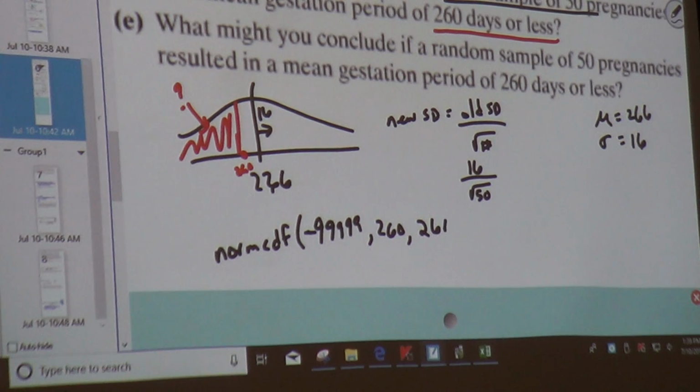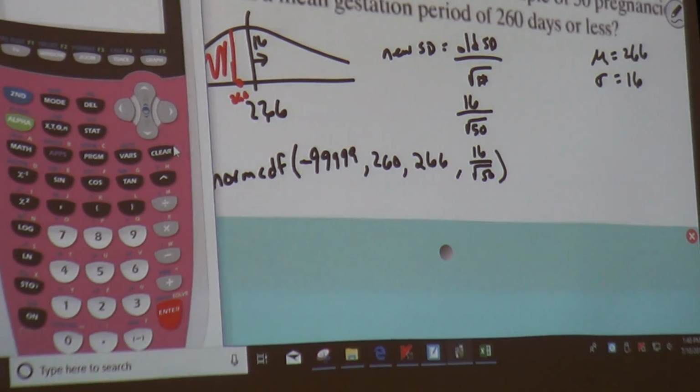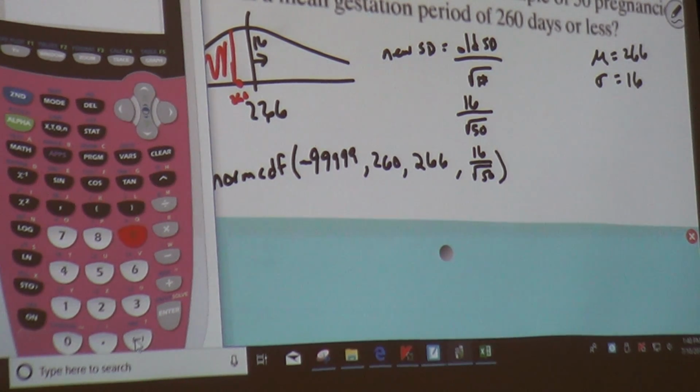Our mean is always our mean, but because we have a group, we're going to do 16 over the square root of 50. However you want to do that, if you want to calculate the new standard deviation and then plug it in, or whether you want to plug it in as you go. So I am going to do second bars, normal CDF, negative 99999, comma 260, comma 266, comma 16 divided by the square root of 50 and close it.